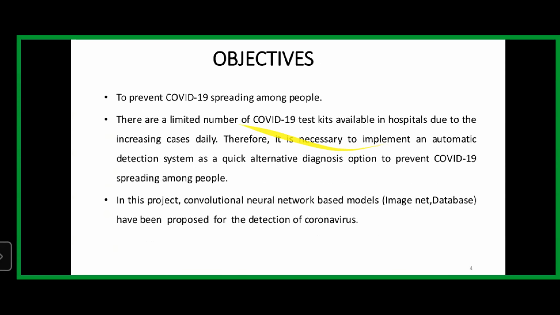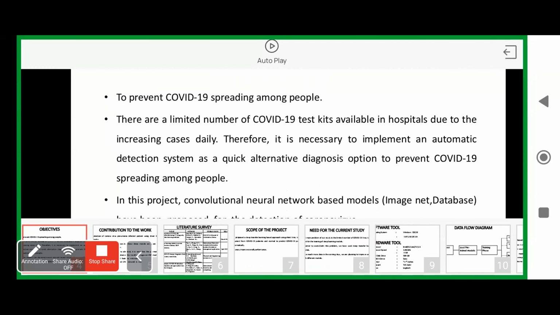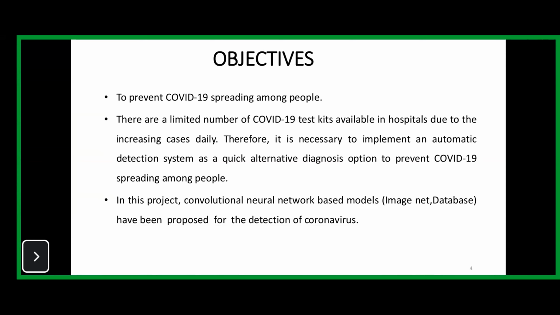And the next one is the objective, which is to prevent spreading among people. There are limited test kits available in hospitals nowadays, and cases are increasing. Neural network based models and an image database have been used for the detection of COVID-19.